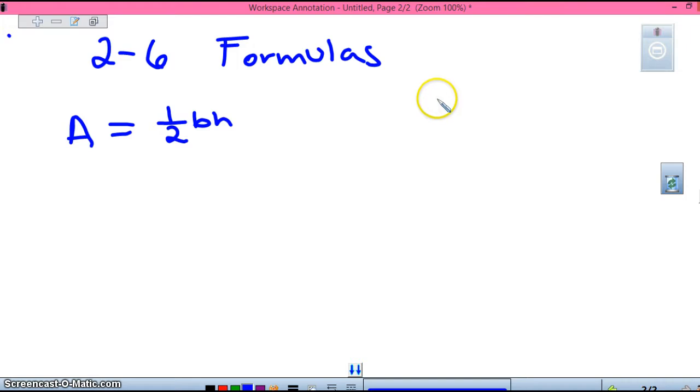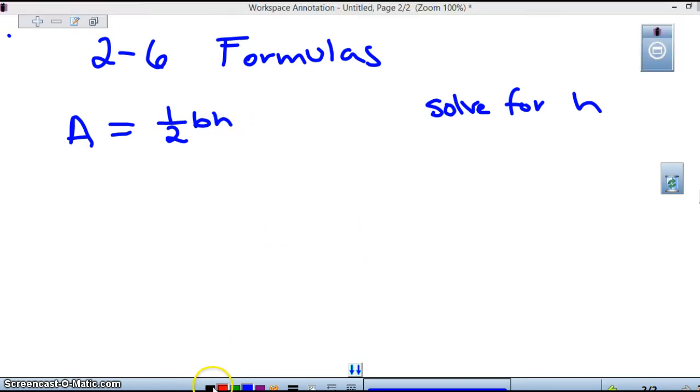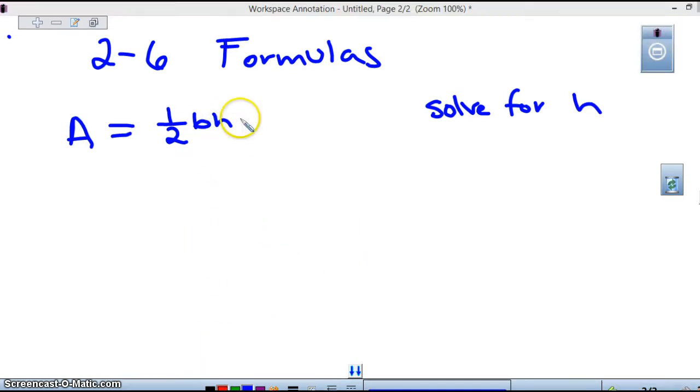In other words, we have to solve for height. Solve for h. In other words, we want h by itself. If we want h by itself, that means we need to send b to the other side of the equal sign and the 1/2 to the other side of the equal sign.